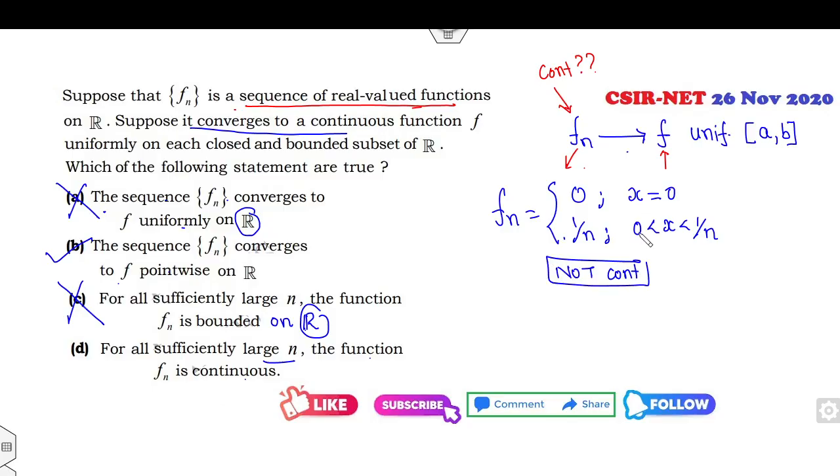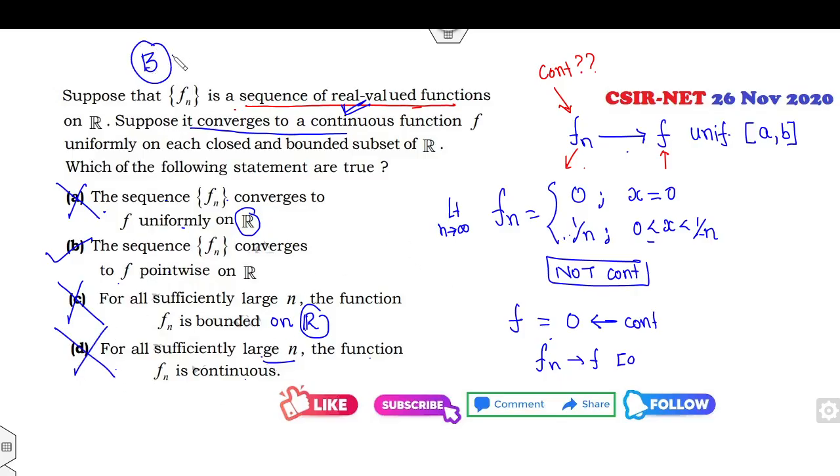Is it continuous? No. But what is the f? If you consider the limit as n approaches infinity, f will be 0, because this number will be 0. Every constant function is continuous. It satisfies this property. Fn converges to f uniformly. That's also fine on the closed interval 0, n by 2. But Fn is not continuous. So the right option is only B.